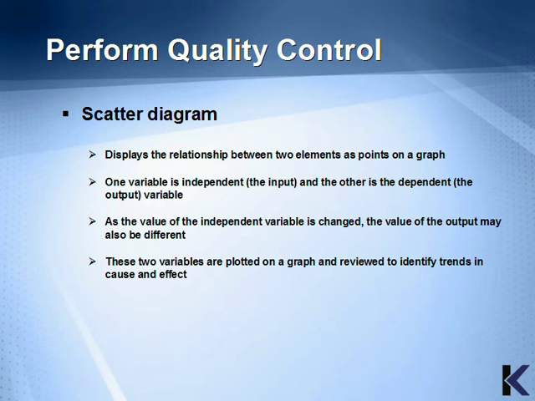The scatter diagram displays the relationship between 2 elements as points on a graph. One variable is independent, which is the input, and the other is the dependent, the output variable. As the value of the independent variable is changed, the value of the output may also be different. These 2 variables are plotted on a graph and reviewed to identify trends in cause and effect.